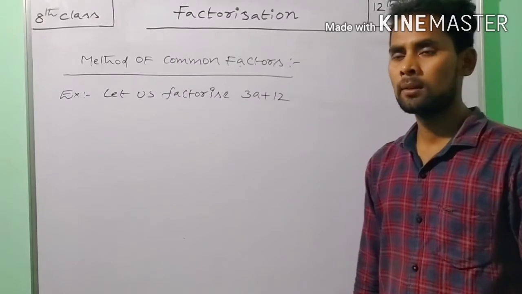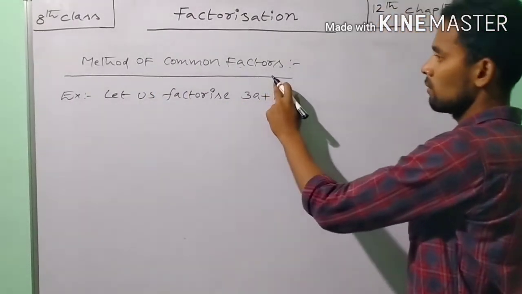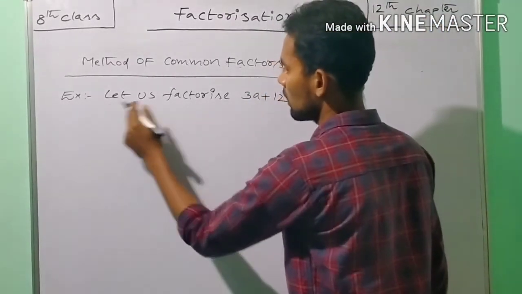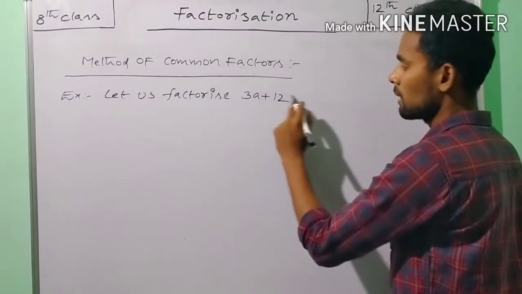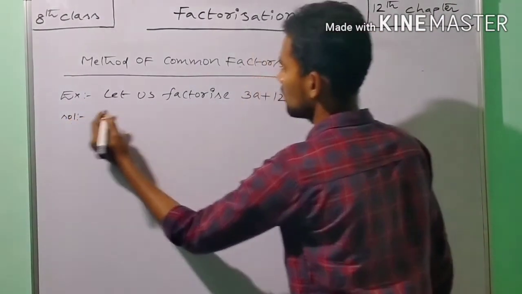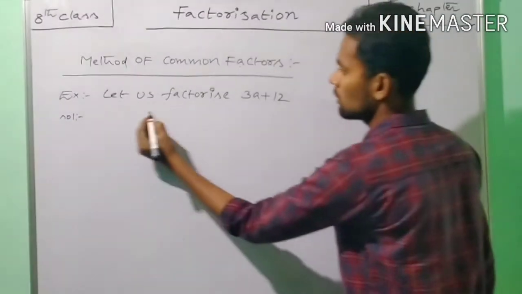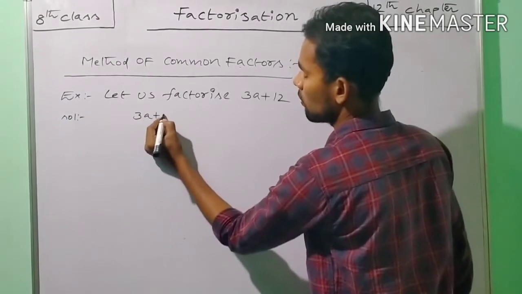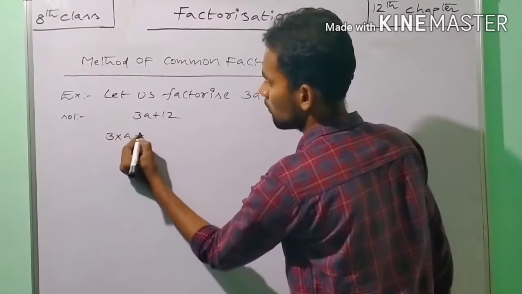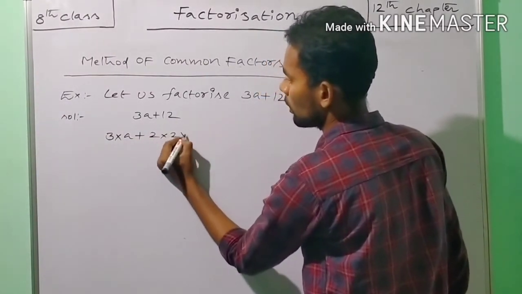Next, method of common factors. What is the common factor method? For example, let us factorize 3a plus 12. Solution. Then write the factors of this. 3a means 3 into a, 12 means 2 into 2 into 3.